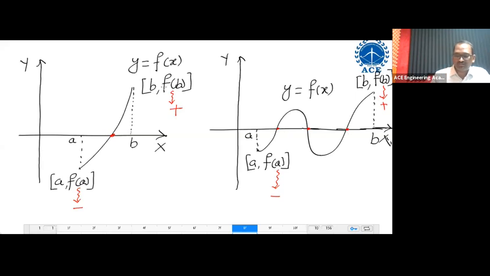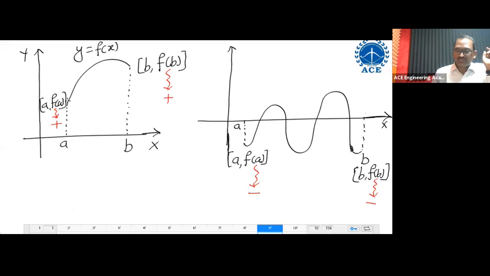So if f of a and f of b are of opposite signs, then a minimum of one root lies between a and b, or an odd number of roots will lie between a and b. It means the curve will cross the x-axis at a minimum of one point between a and b, or at an odd number of points between a and b.